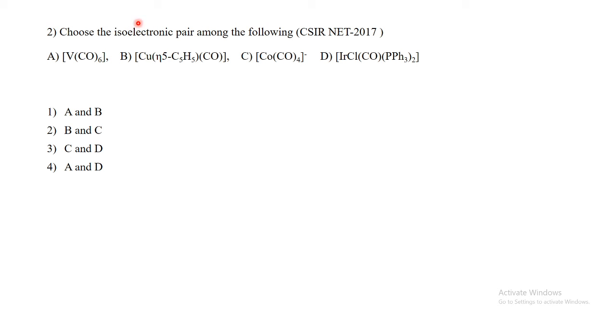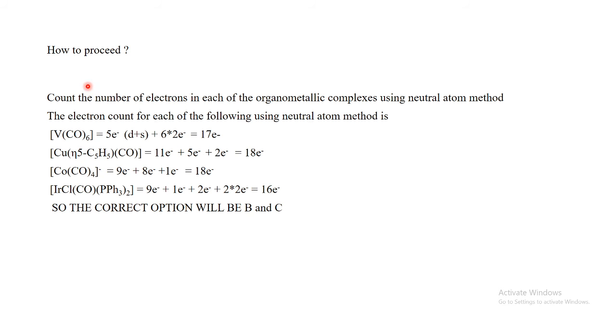Next, we have been asked to choose the isoelectronic pair among the following. We have been given 4 organometallic complexes, and from these we have to choose the isoelectronic pair. So how to proceed? First we have to count the number of electrons in each of the organometallic complexes using the neutral atom method. So how to count the electrons?